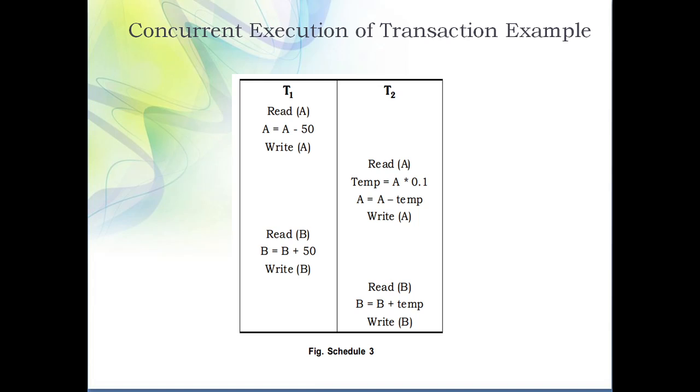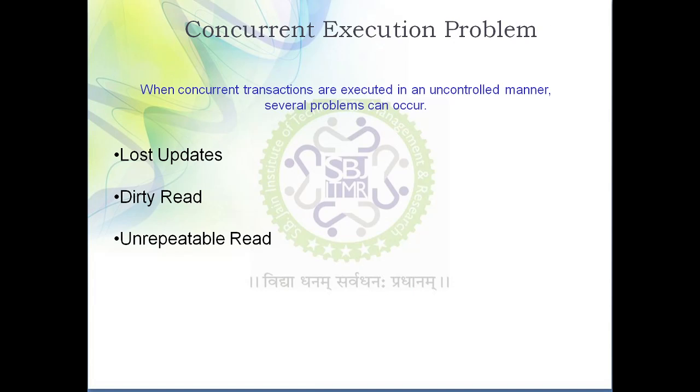But executing many transactions at the same time may involve a lot of problems. There are three types of problems that may occur during concurrent execution of transactions. These three problems are the lost update problem, the dirty read problem, and the unrepeatable read problem. We will discuss all these three problems one by one along with examples.